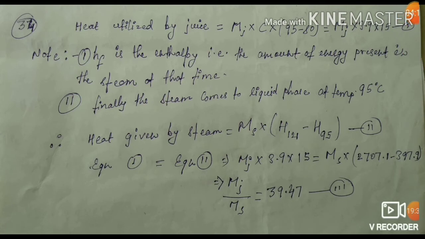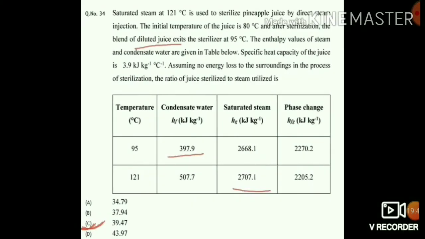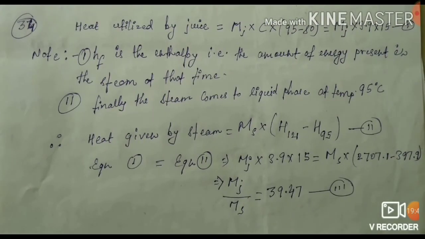Means initially the stream is at 121 degree centigrade temperature. So its HF value is 2707.1. And finally it comes in liquid phase at a temperature of 95 degrees centigrade. So you can simply use the heat balance equation, that is heat given by stream is equal to Ms into H121 minus H95, and you use equation 1 equal to equation 2, and you can simply get the ratio of mass of juice divided by mass of stream.